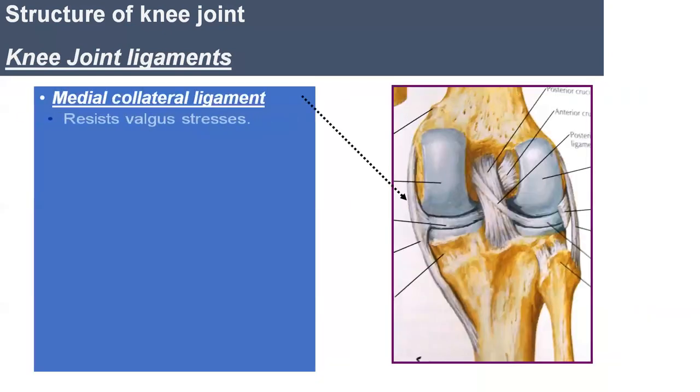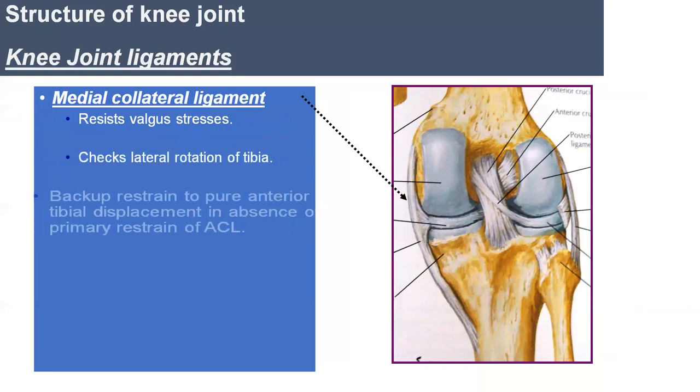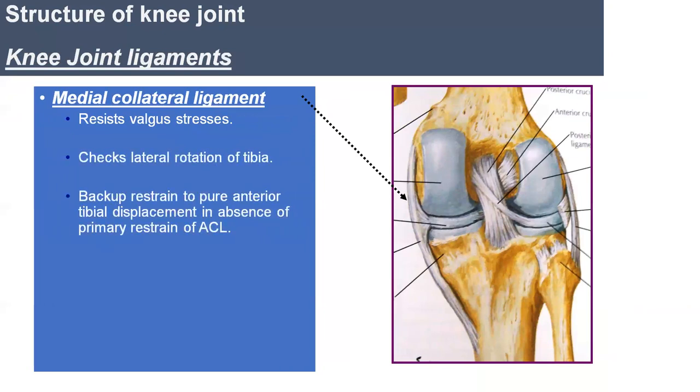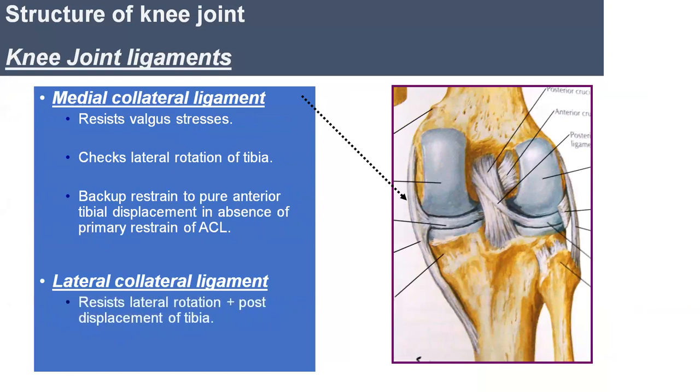So coming to the MCL, it resists valgus stresses and checks lateral rotation of the tibia. It acts as a backup restraint to anterior tibial displacement in the absence of the ACL. And the LCL resists varus stresses, resists lateral rotation plus posterior displacement of the tibia.